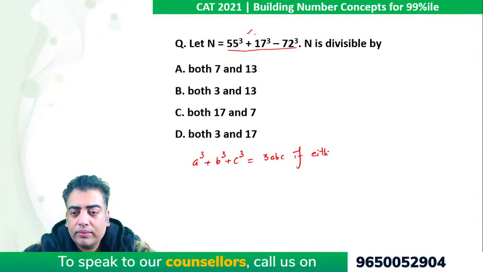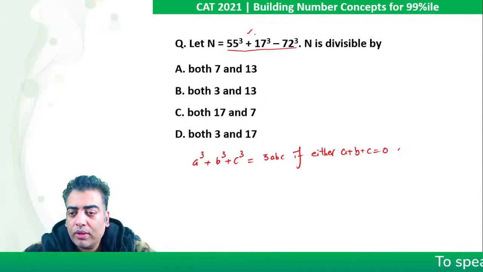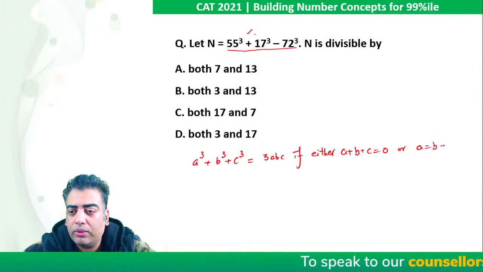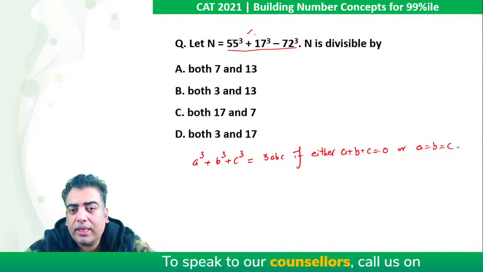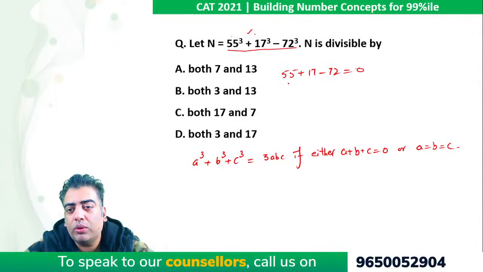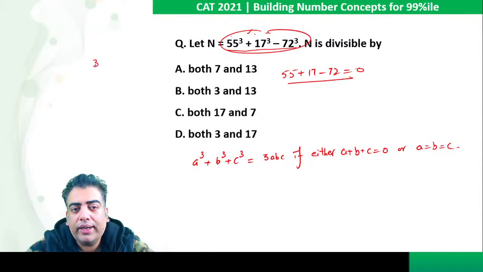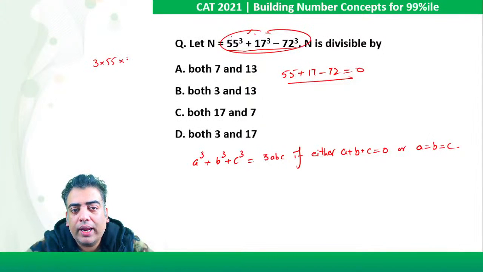either a plus b plus c equals 0 or a equal b equal c. Now in this case, when we add 55, 17 and minus of 72, their sum comes out to be 0, which means this is equivalent to 3 times 55 into 17 into 72.